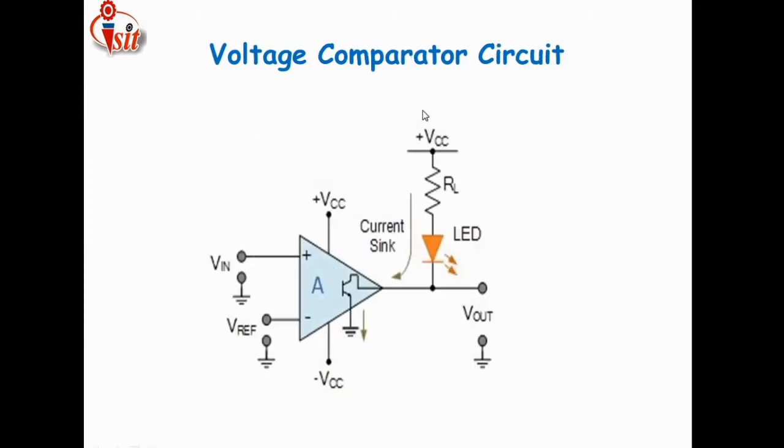Along with that, in the voltage comparator circuit, just see here the input is applied to the positive terminal of the op-amp and the reference voltage is applied to the negative terminal of the op-amp. Along with this, here just see current sinking is done. There is a load resistance connected across the output stage. Here one LED is connected for light emission purposes, and the output is measured across the 6th pin of the op-amp. Along with this, the VCC power supply and also the minus VCC power supply are connected to the two terminals.